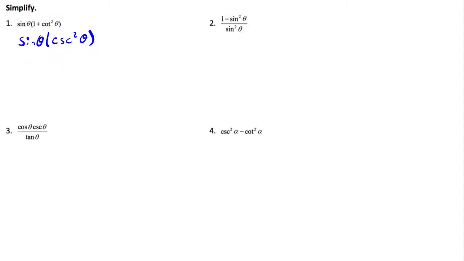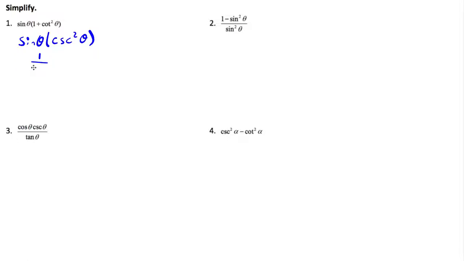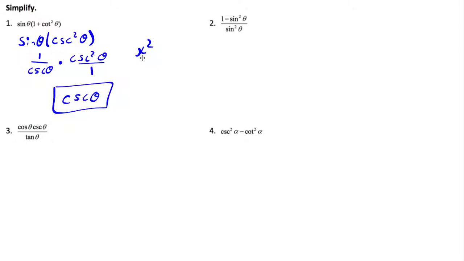Well, sine of theta is just 1 over cosecant. So I can make this 1 over cosecant of theta times cosecant squared of theta over 1. So I get cosecant squared of theta over cosecant of theta, which would just be cosecant of theta. Much in the same way, if I have x squared over 1 times 1 over x, they cancel out. The square and the singular cancel out. See how it's simplified?